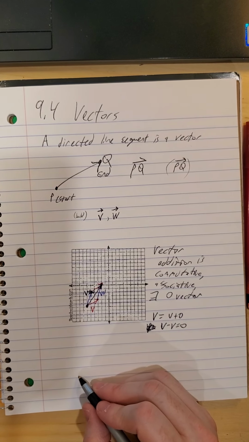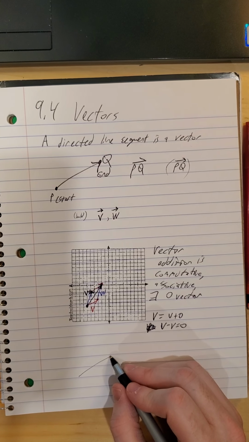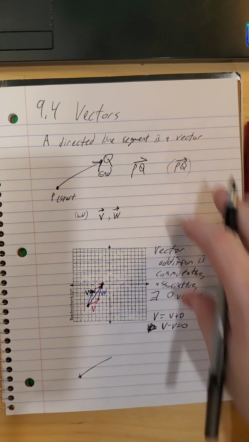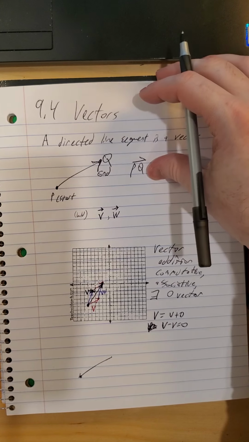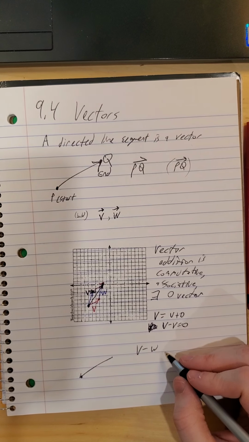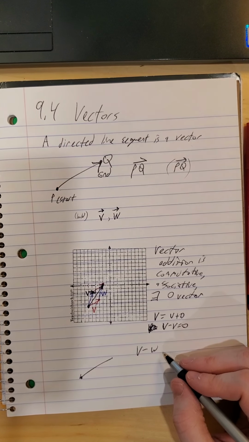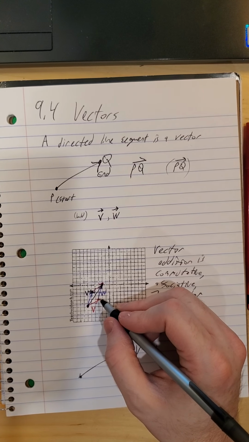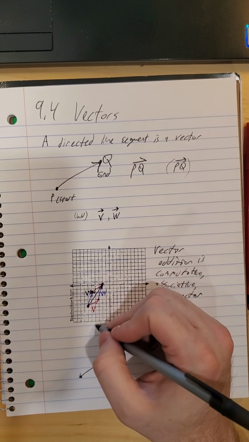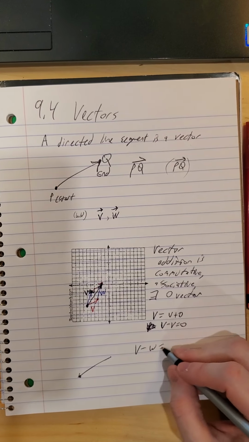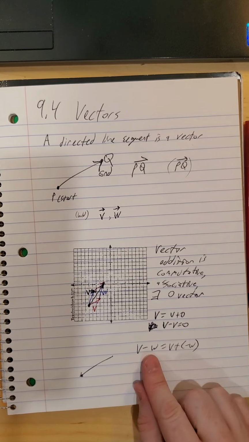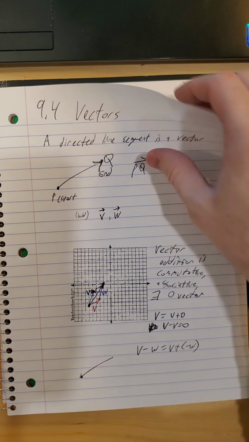Basically, if V took us up 2 and right 3, minus V would take us back down that same path, and we would land right back where we started. V minus W: if W said go to the right 1 and up 4, minus W would just say, okay, go to the left 1 and drop down 4. So just like in signed numbers, subtracting vectors is the same as adding their opposite.